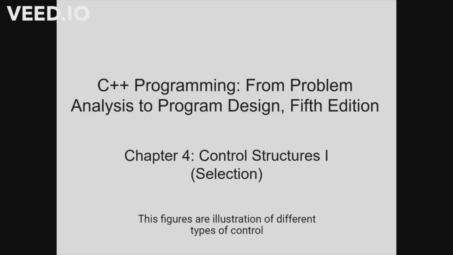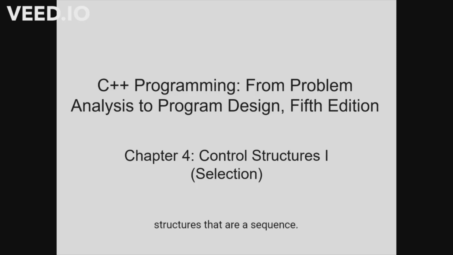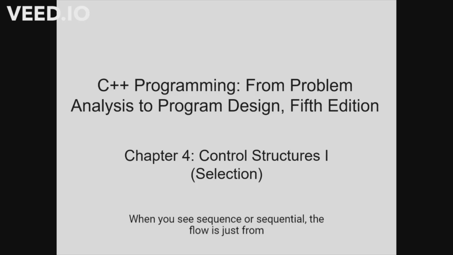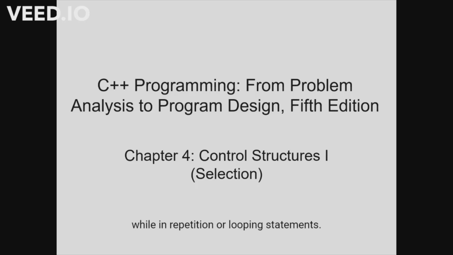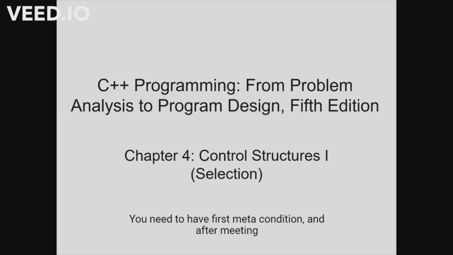These figures are an illustration of different types of control structures. Letter A, sequence. When you see sequence or sequential, the flow is just from top to bottom. While in selection, you need to meet a condition, answering it with true or false, before executing a statement. In repetition or looping, same thing as selection, you first need to meet a condition, and after meeting the condition, it executes a statement and repeats the process.